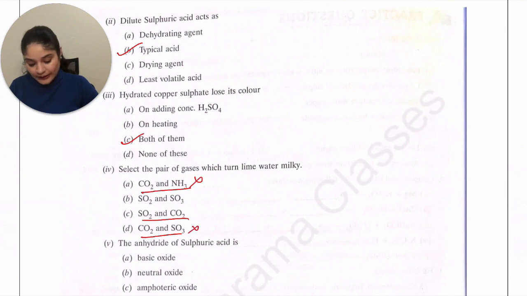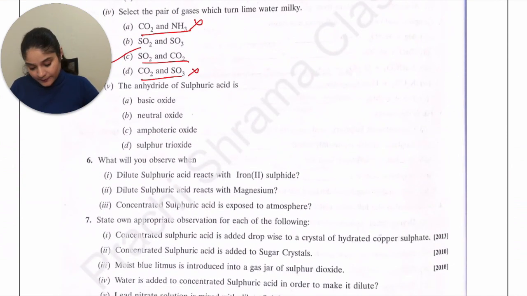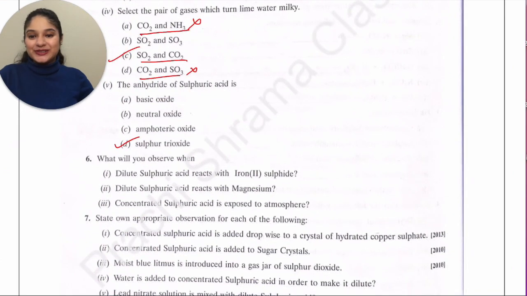And SO3 doesn't convert it. So your answer is C, that is SO2 and CO2. The next is an anhydride of sulfuric acid. So the anhydride of sulfuric acid will be sulfur trioxide. Alright students, I hope it is clear so far.